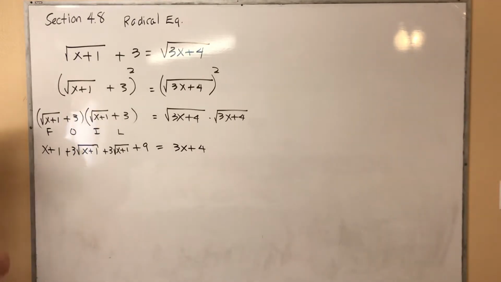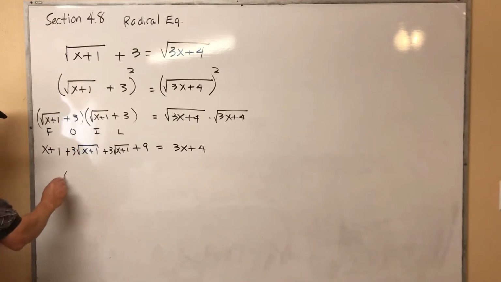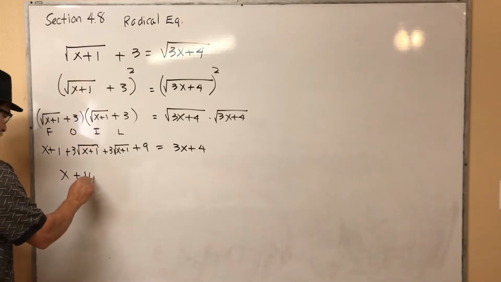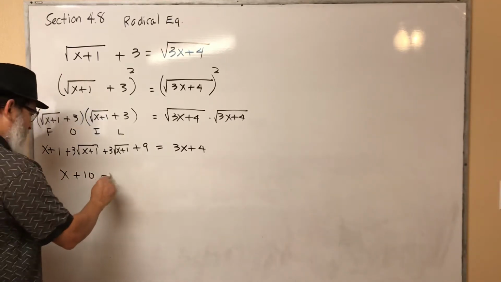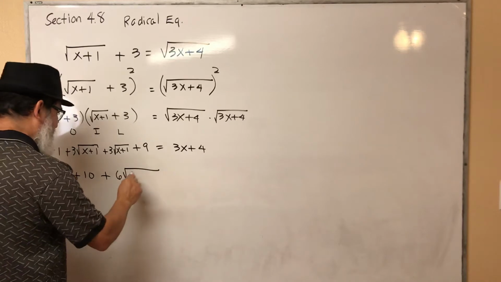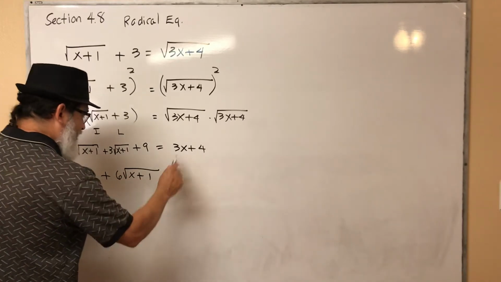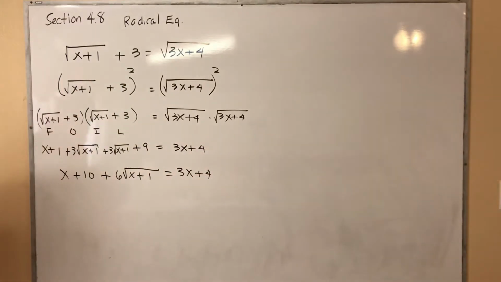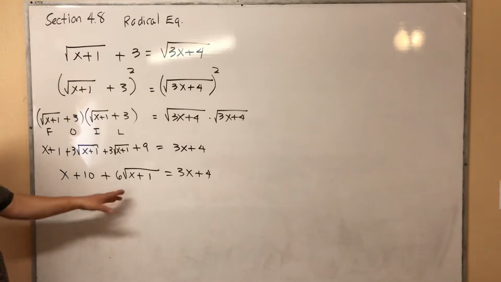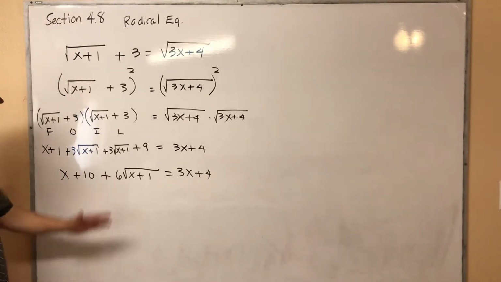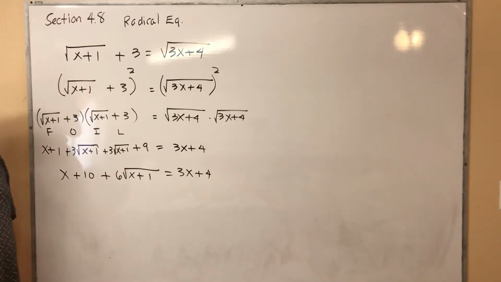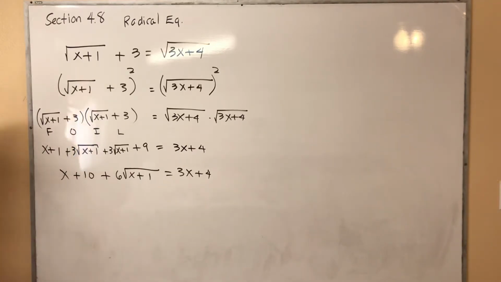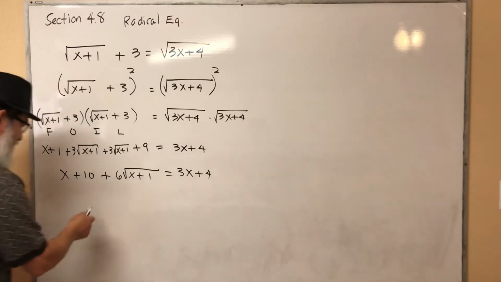All right. So this is x. 1 plus 9 is 10. Combine those two. Plus 6 times the square root of x plus 1 equals 3x plus 4. Okay. All right. So now we're going to isolate this radical. To solve, if we isolate it and we square both sides, the radical is going to go away. All right. So let's isolate it.